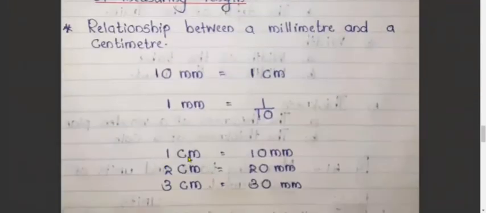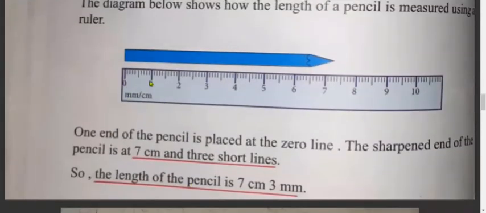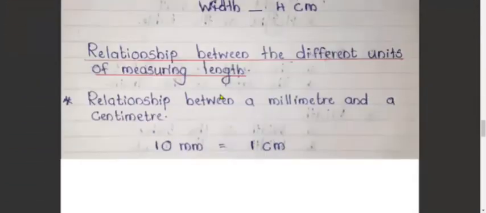Then 1 centimeter, you get 10 millimeters. 2 centimeters, 20 millimeters. 3 centimeters, 30 millimeters. How do you count? 10, 20, 30, short lines. Then 30 millimeters.